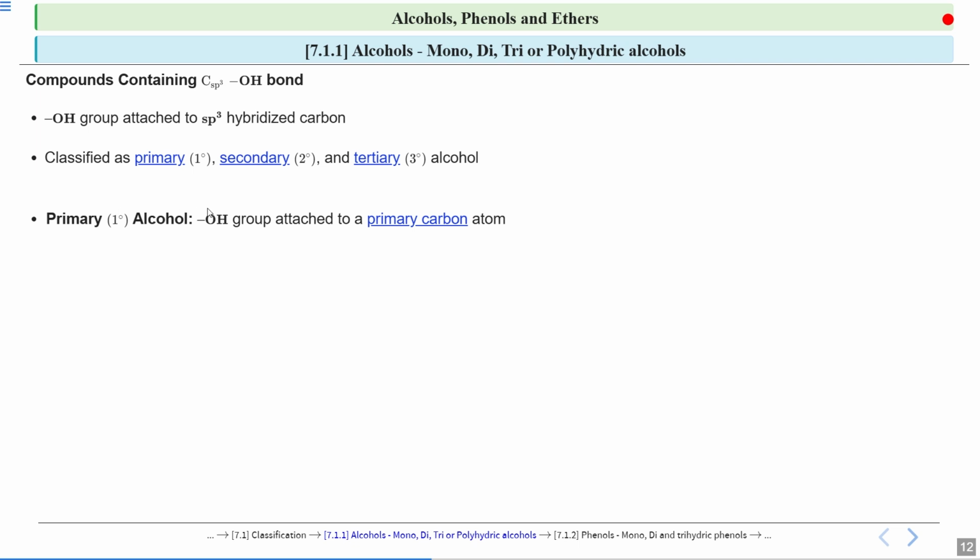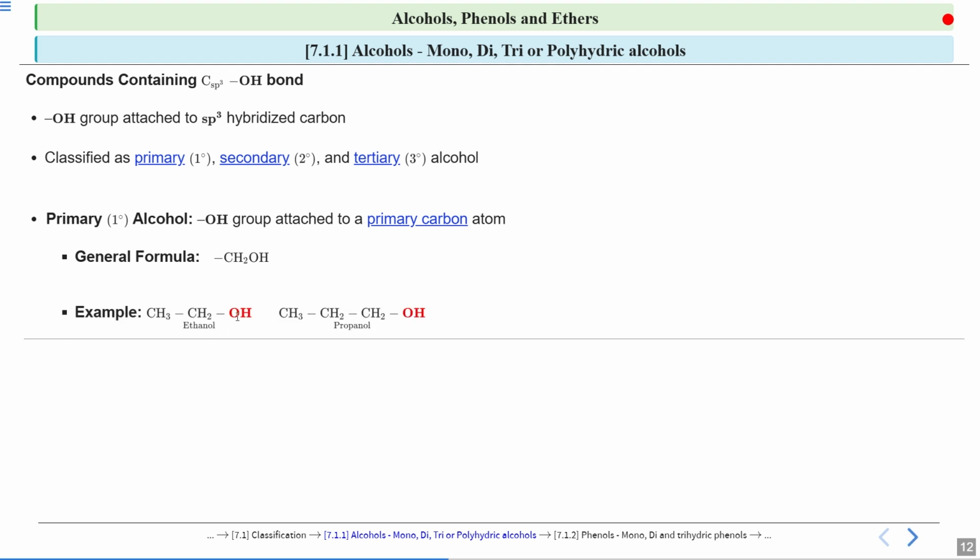What are primary alcohols? An alcohol where the hydroxyl group is attached to a primary carbon atom. Or you can say the hydroxyl group is attached to a carbon which is attached to only one other carbon, then it will be a primary alcohol. The general formula is R bonded to CH2OH. With this CH2OH, only one carbon can bind. So this is the general formula for a primary alcohol.